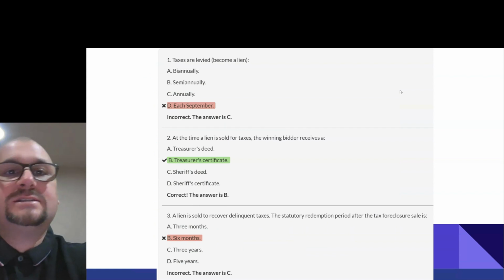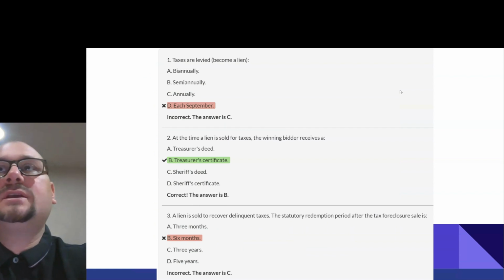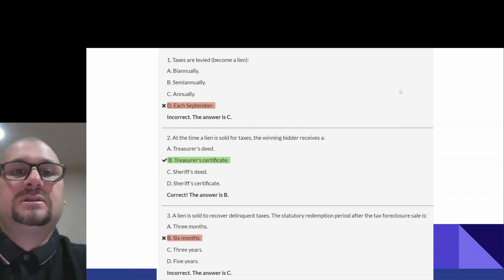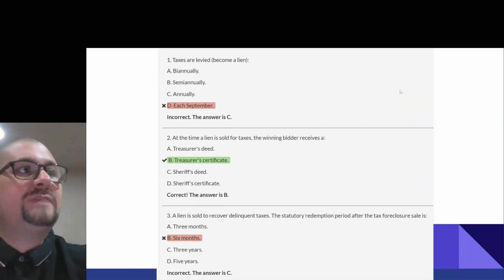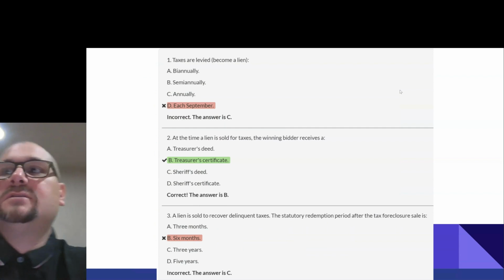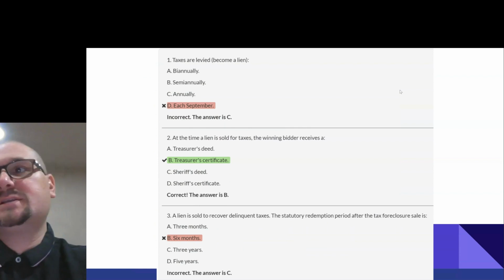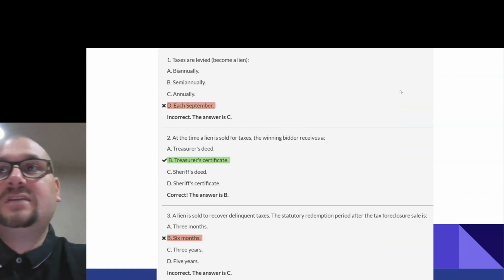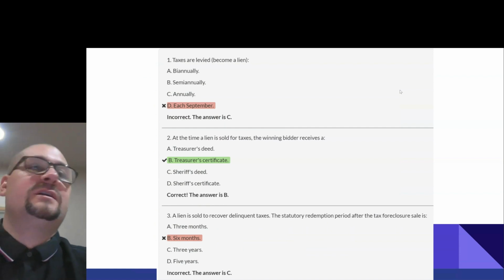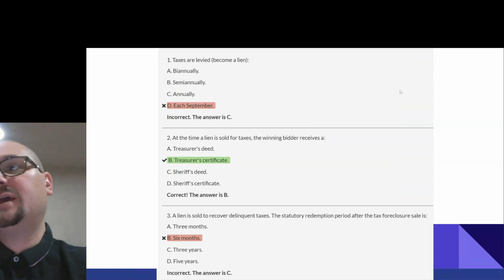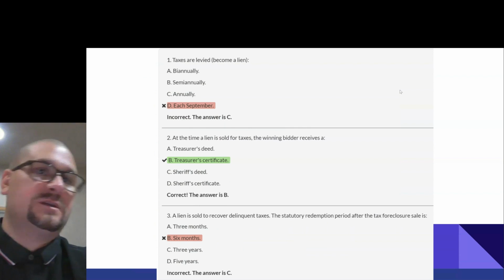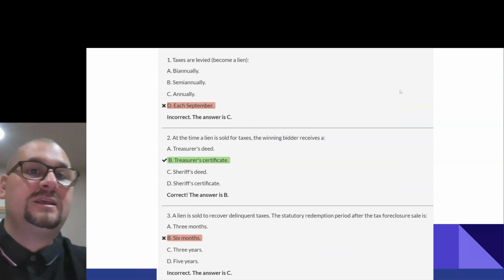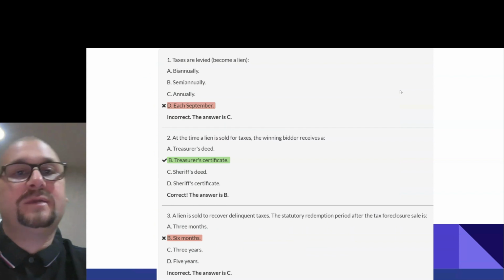So number one, taxes are levied, or they become a lien, when? This is C, annually. Every year, the taxes are levied or they become a lien on the property. So you've got 1 year to pay your taxes. If you don't pay it in 1 year, then what happens? There's a lien on your property, right? And then someone can pay your property taxes and they can force you into foreclosure and take your property. But you've got 3 years to pay that lien if you don't pay it.